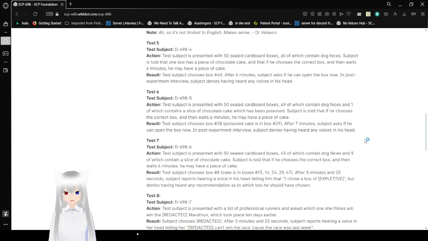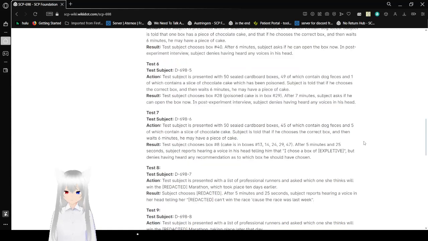Test subject D98-5. Test presented with 50 sealed cardboard boxes, 49 of which contain dog feces and one of which contains a slice of chocolate cake which has been poisoned. Subject is told that if he chooses the correct box and then waits 6 minutes, he may have a piece of cake. Test subject chooses box number 28. Poisoned cake is in box number 29.